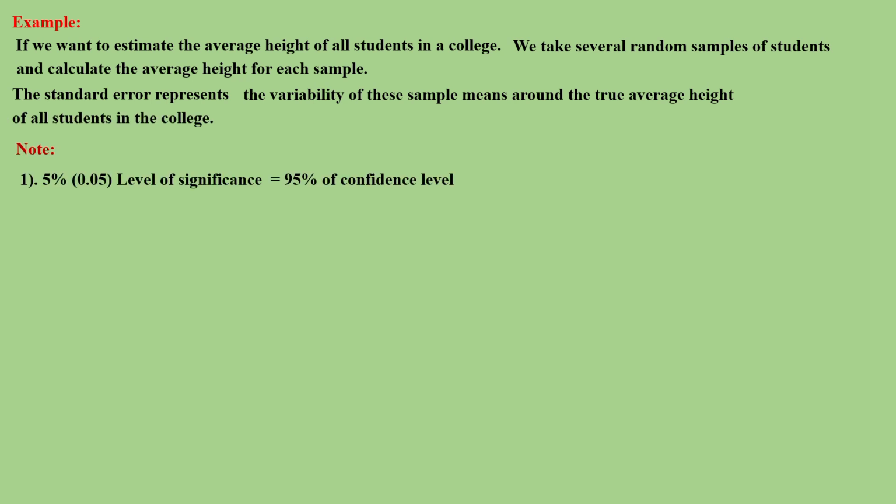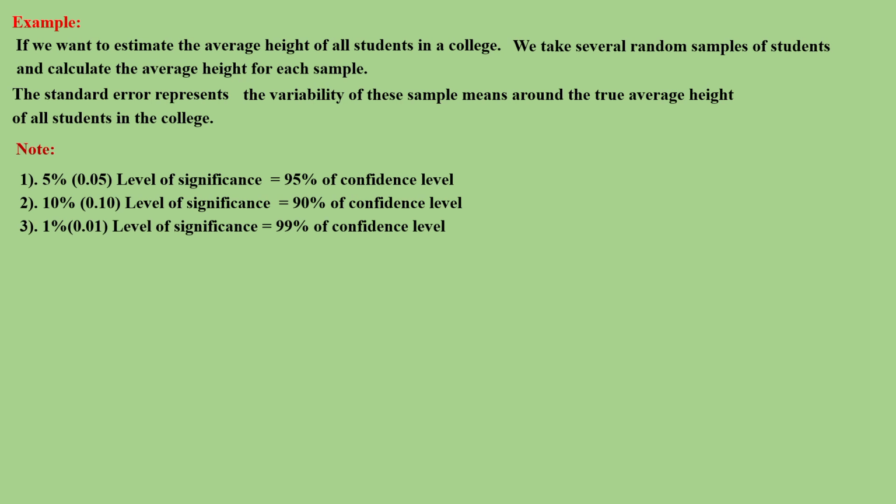Of all students in the college. So a 5% level of significance means a 95% confidence level, right? A 10% level of significance means 90%. A 1% level of significance means a 99% confidence level.